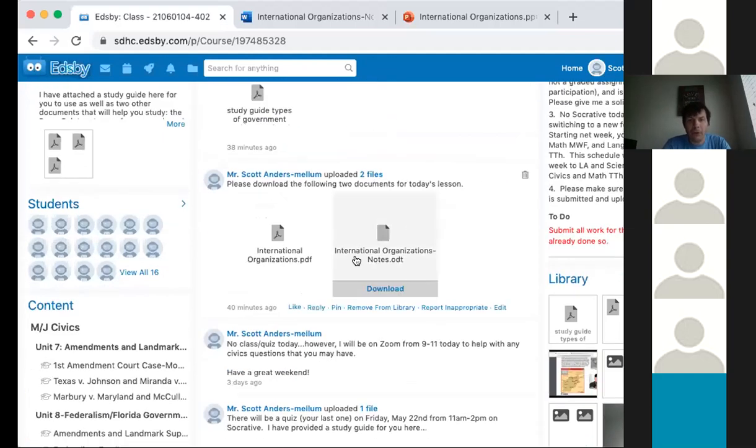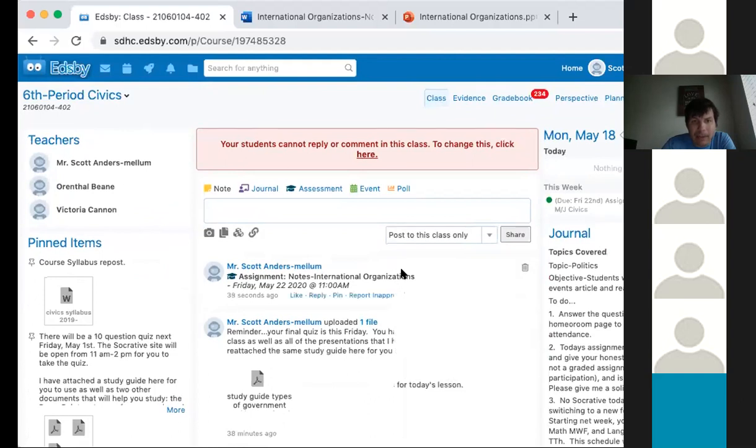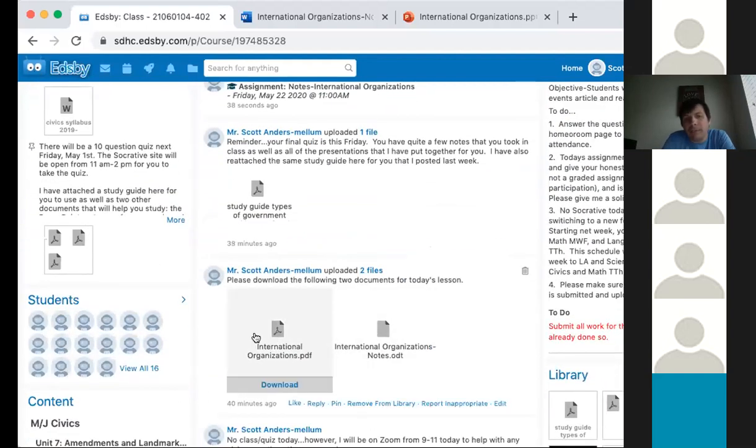All right. So the two documents that you need for today are right here. Notice that I'm in the EDSB page. One of them is just a PDF file that we're going to go through a little bit. And the other one is the organizer that you guys are going to fill out. This organizer is going to be submitted to me for a grade.